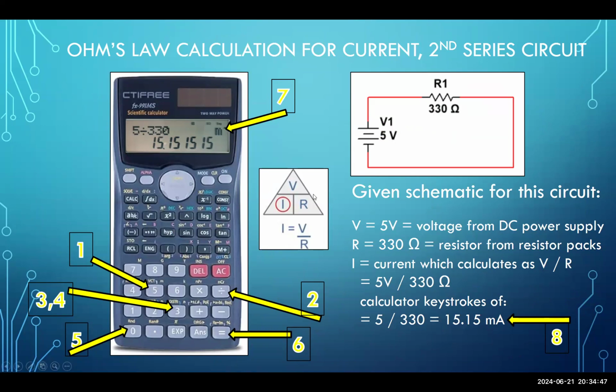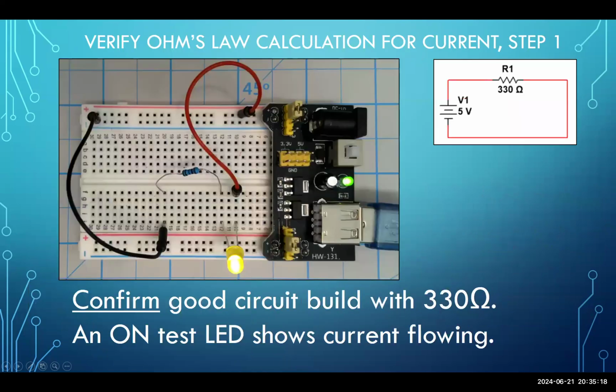So the formula is the same. You're going to calculate for current. You put your thumb over the letter I. What's left? V over R. So I is equal to V over R. V is 5 volts from your DC power supply. R is a new value. It's not 100 anymore. It's 330 ohms. It's a larger amount of resistance. And this comes from your resistor packs. Your job is to calculate I, and current calculates as V divided by R, which is 5 volts divided by 330 ohms.